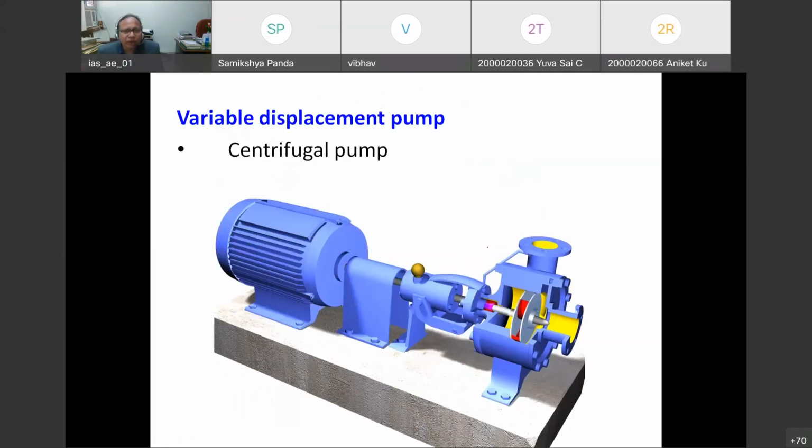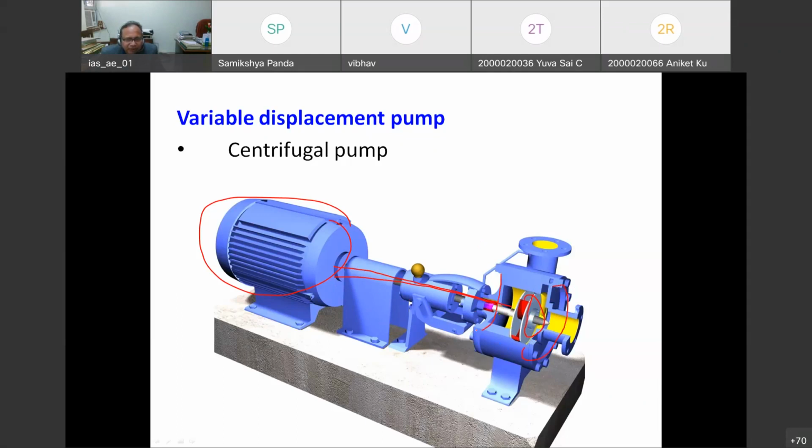Now we come to the centrifugal pump. As I told, this is a variable displacement pump, and there is a need for power to operate it. An electric motor is connected with a shaft, and this shaft transmits the power. This is the pump here. This part of the pump is called the impeller, and this is the casing of the pump.